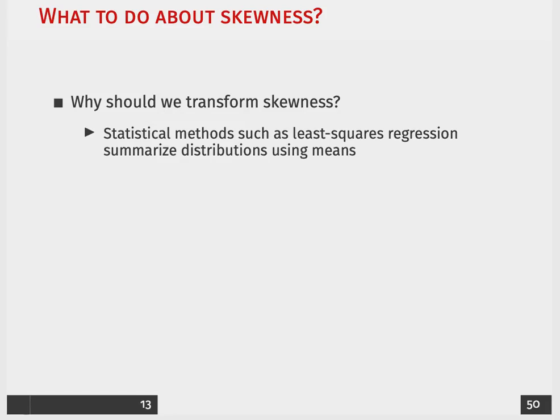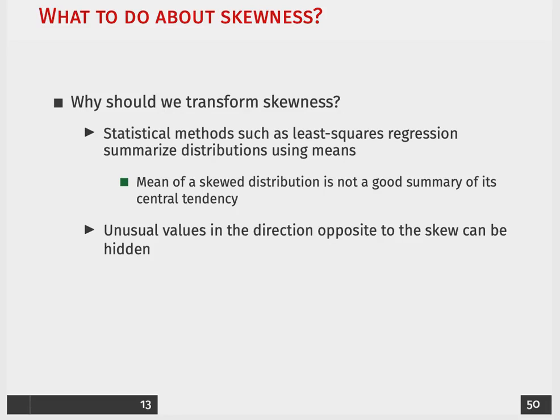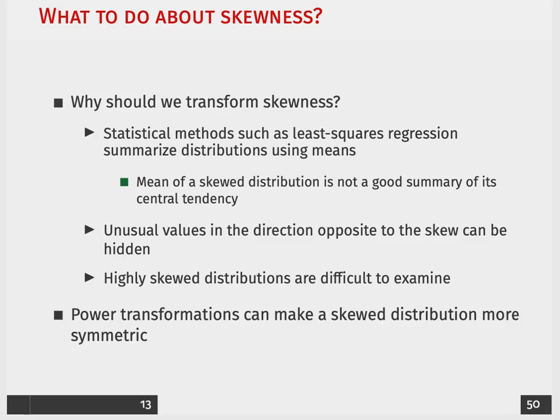Now, statistical methods such as least squares summarize distributions using means. That's really important. Remember, with linearity, we're assuming that the regression line is going through the conditional means for each value of x. And so if there's a skewed distribution, we're not going to get a very good summary of its central tendency. So unusual values in the opposite direction of the skew can actually hide the true effect. And highly skewed distributions are also really difficult to examine.